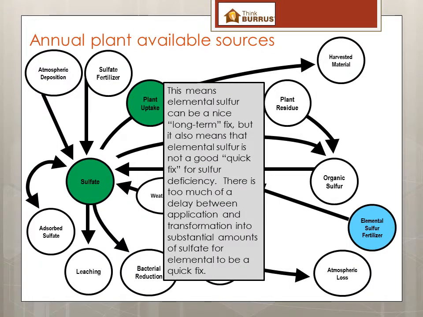This means elemental sulfur can be a nice long-term fix, but it also means that elemental sulfur is not a good fix for sulfur deficiency, not a good immediate quick fix. There's too much of a delay between application and transformation into sulfate. It's just not going to allow us to see that rapid remedy of the situation.